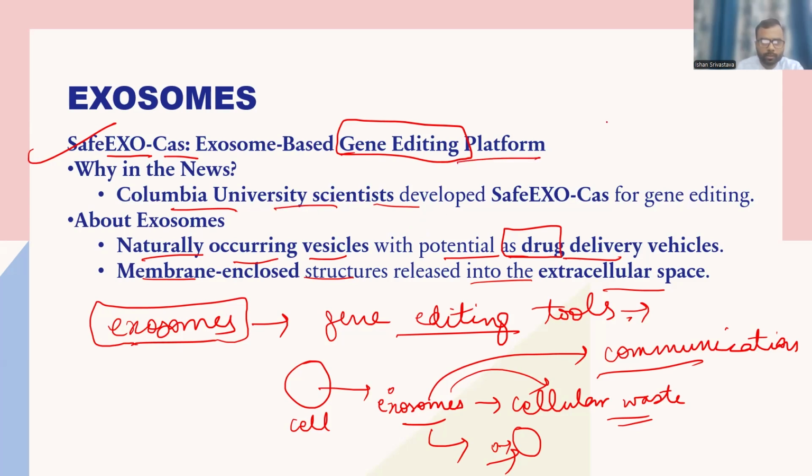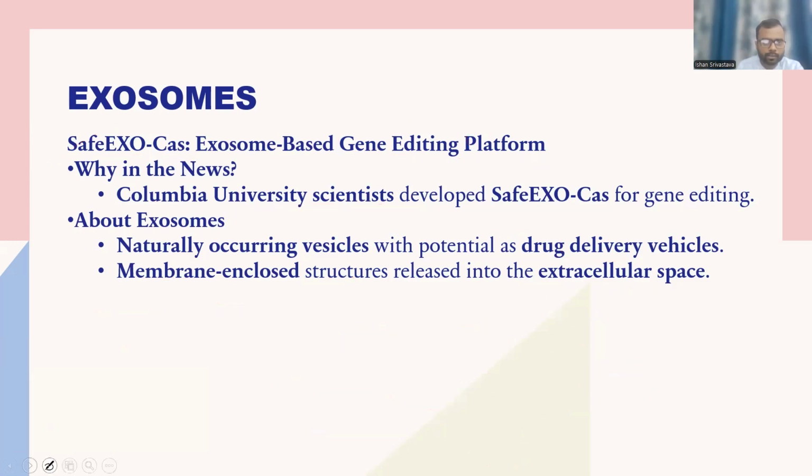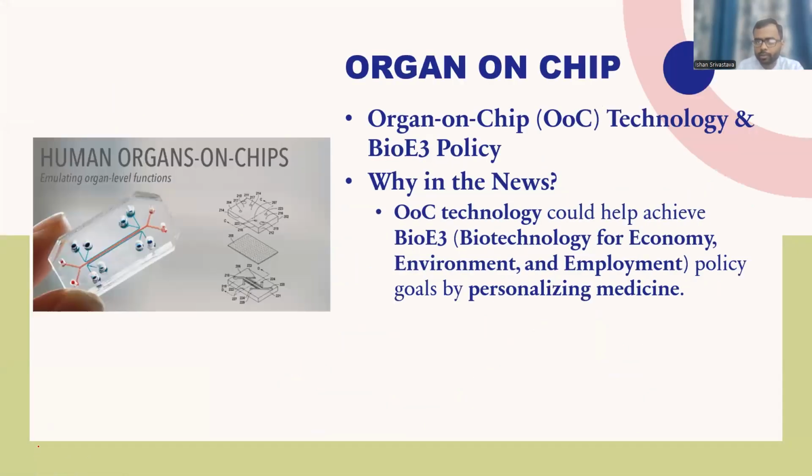All right, so let's move on and look at the next thing, which is organ on chips. Again, this was in the news. Organ on chip technology, they are saying, will help us achieve Bio E3, which means biotechnology for economy, environment, and employment policy goals, by personalizing medicine. So what will it do? How will it personalize medicine?